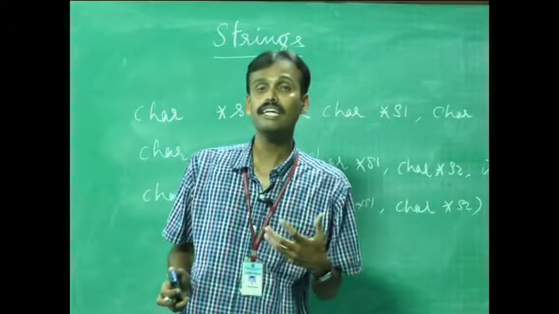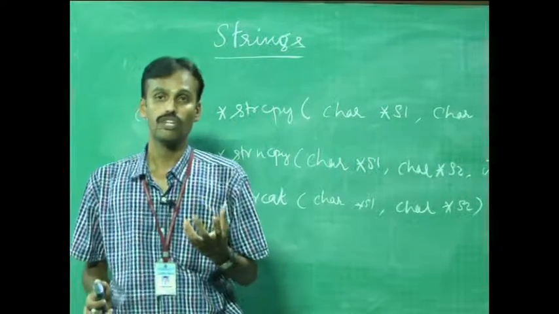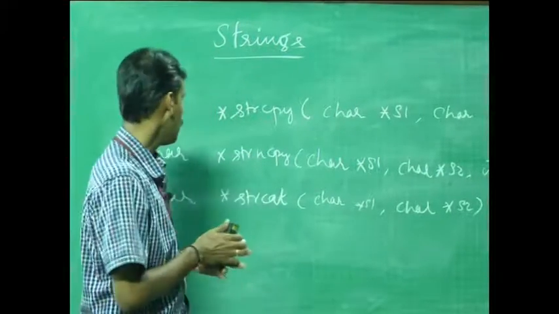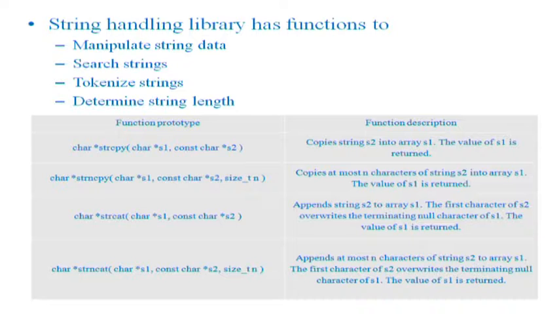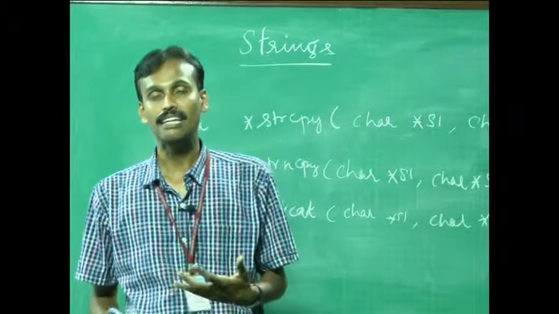Then there might be a need where I would like to concatenate only some n characters of two strings. How is this possible? It is possible if I can have this as strncat. What is the use of it? It appends at most n characters of string s2 into an array s1. That is, the first character of s2 overrides the terminating null character of s1, and the value of s1 gets returned, and this is done only for the first n characters of s2. So, these are some of your string manipulation functions that we have in a standard string library.